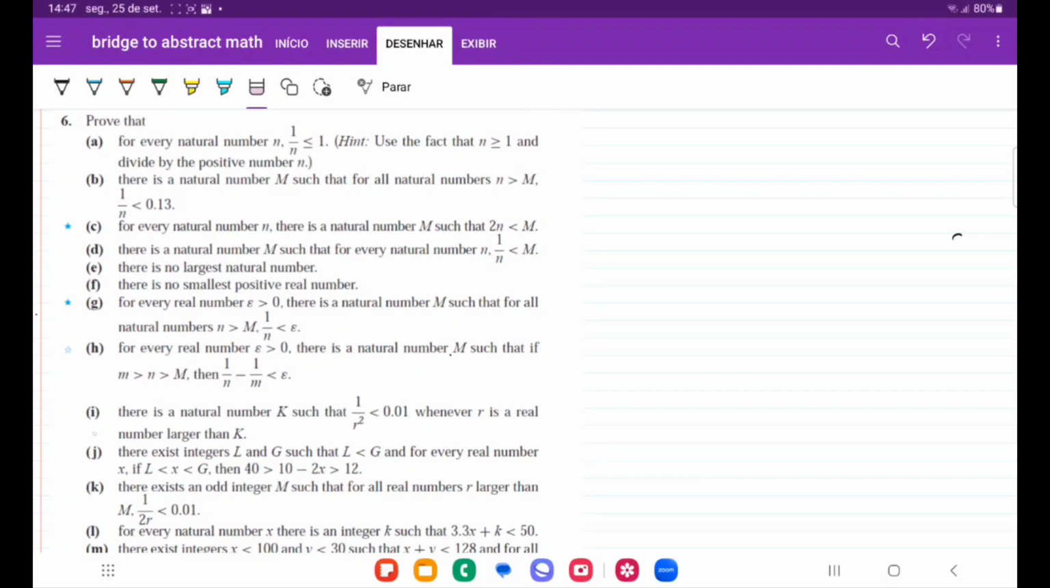So for item I, what we have here is there is a natural number k such that 1 over r squared is less than 0.01 whenever r is a real number larger than k. So actually this is a conditional, if p then q, where this is our p, because we have q whenever p, right? So that is going to be our assumption, that we'll assume that r is a real number larger than k, and then we're going to prove that the conclusion happens. So for I, we're going to say let r belong to the set of real numbers, and we have a natural number k, and k belongs to the set of natural numbers.